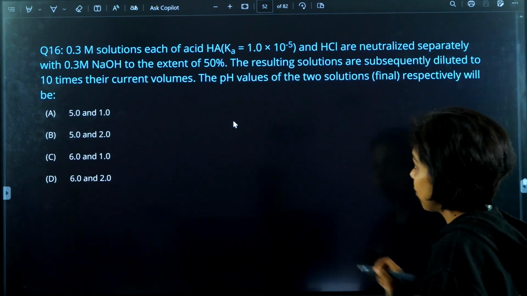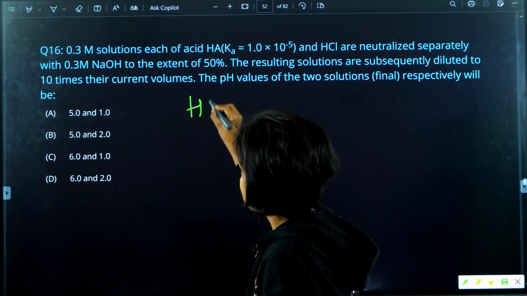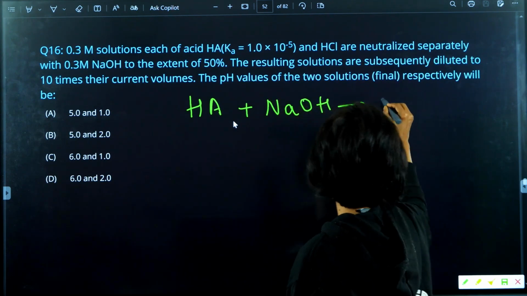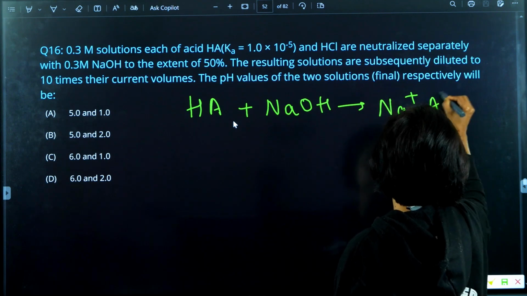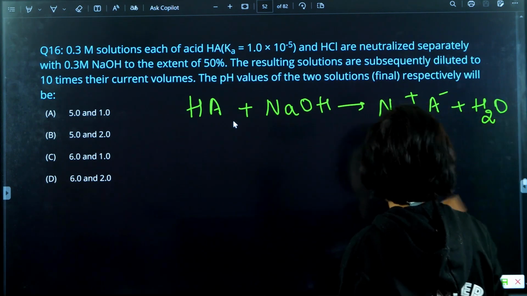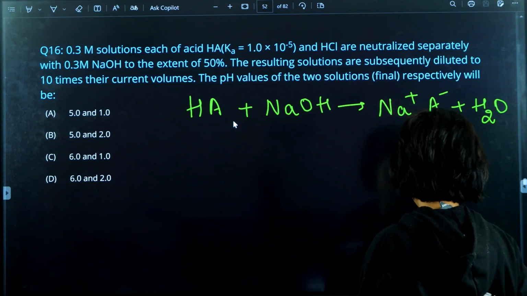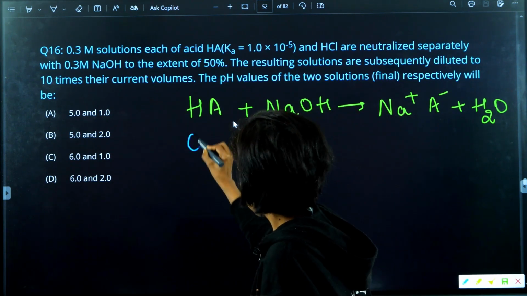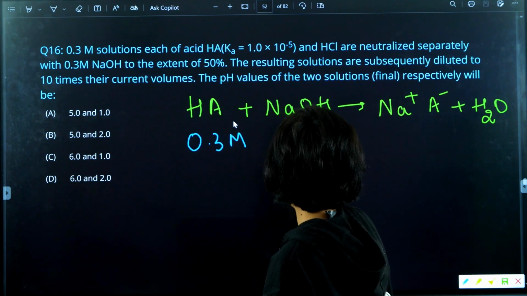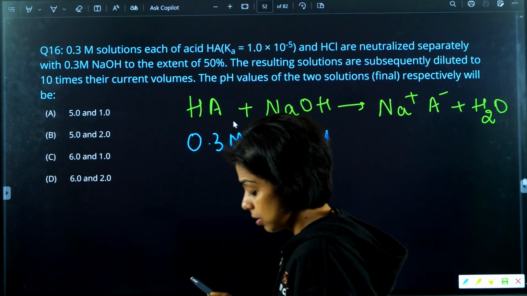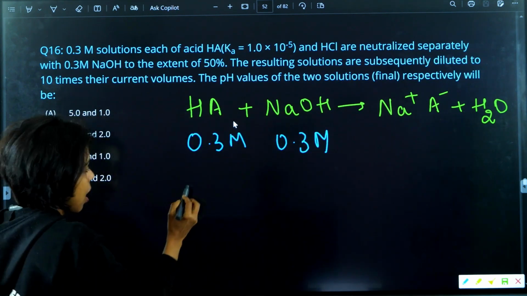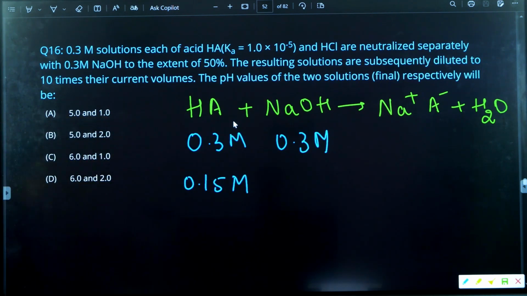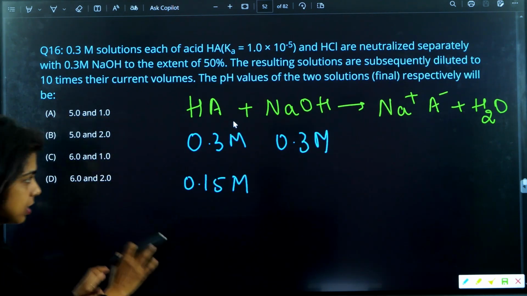So let's do it one by one. My weak acid is there and I'm reacting it with NaOH, but half of the neutralization happens. So the extent of neutralization is 50%, right? I have 0.3 molar of this. After neutralization, half of the HA is neutralized, which means we are left with 0.15 molar of this, right?